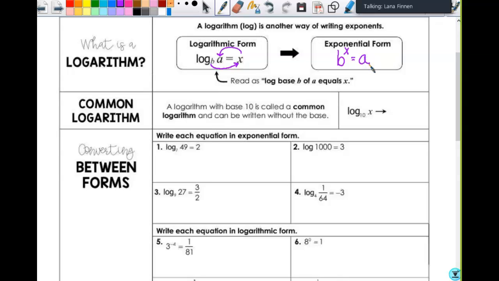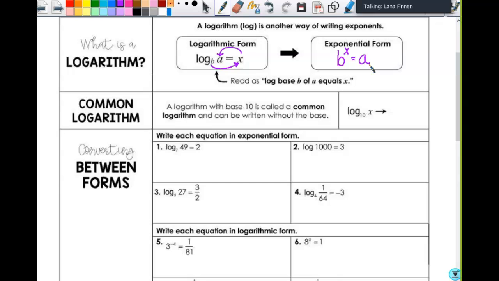So we should be able to convert back and forth between the two forms, okay? Eventually we will look at these on a calculator or use the calculator for this, but today everything is non-calculator. You kind of have to know how to understand them both ways.